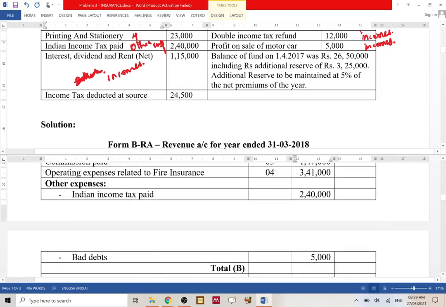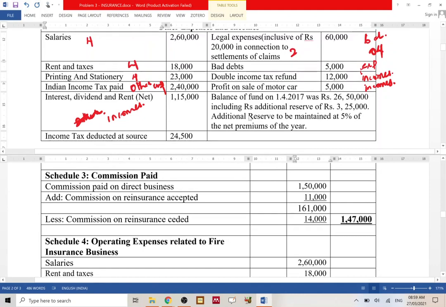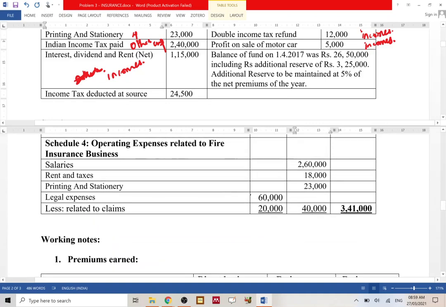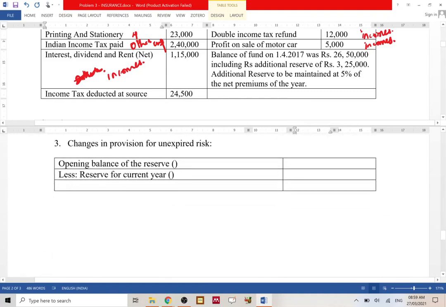We now calculate the reserve for unexpired risk. We are going to look at this adjustment over here about what it says related to provisions for this unexpired risk. What is the additional reserve? Okay, and we will accordingly do the calculation over here to see or show how much are the changes in the provision for unexpired risk.